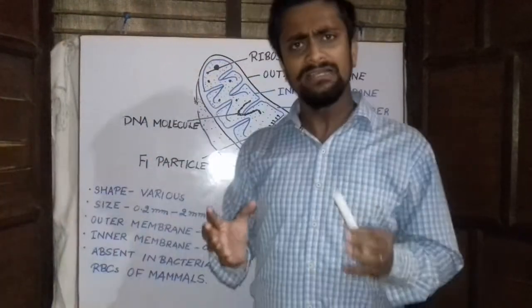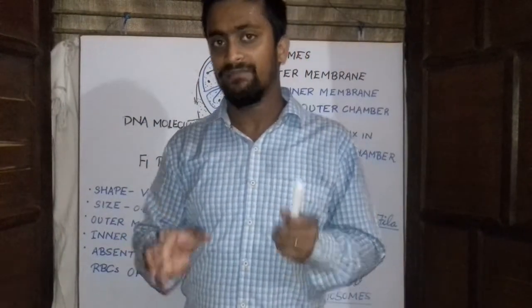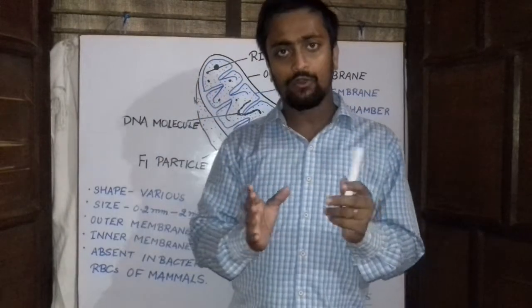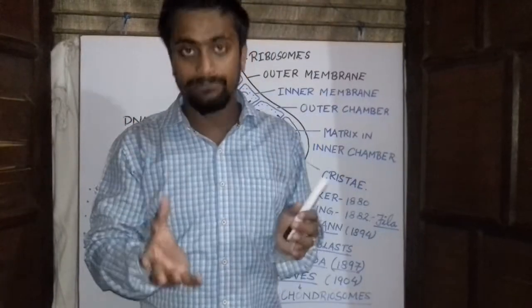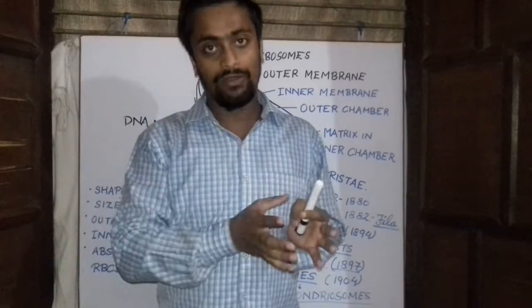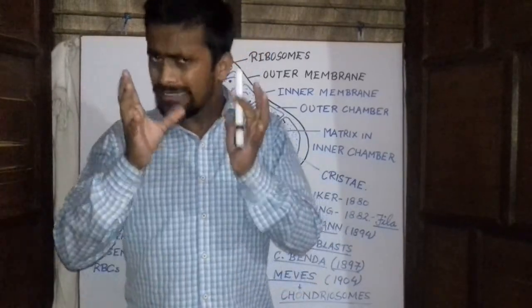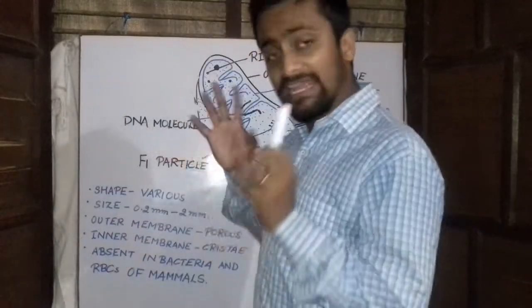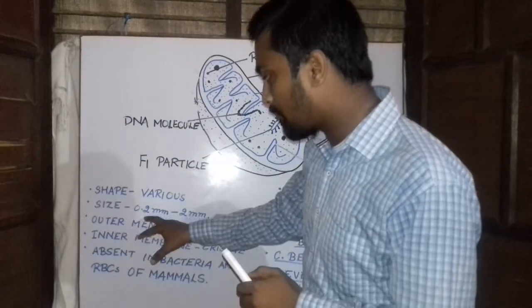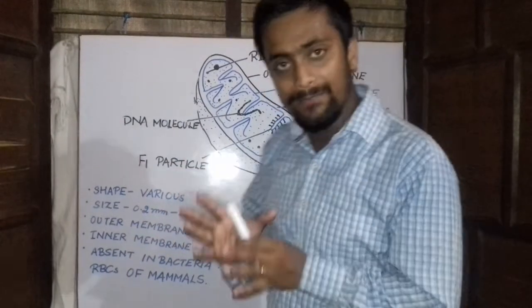Now, what is the size and shape of mitochondria? The shape of the mitochondria may vary, ranging from dumbbell-shaped, spherical, oval, to cylindrical. Okay, now what is the size of the mitochondria? The size ranges from 0.2 mm to 2 mm.